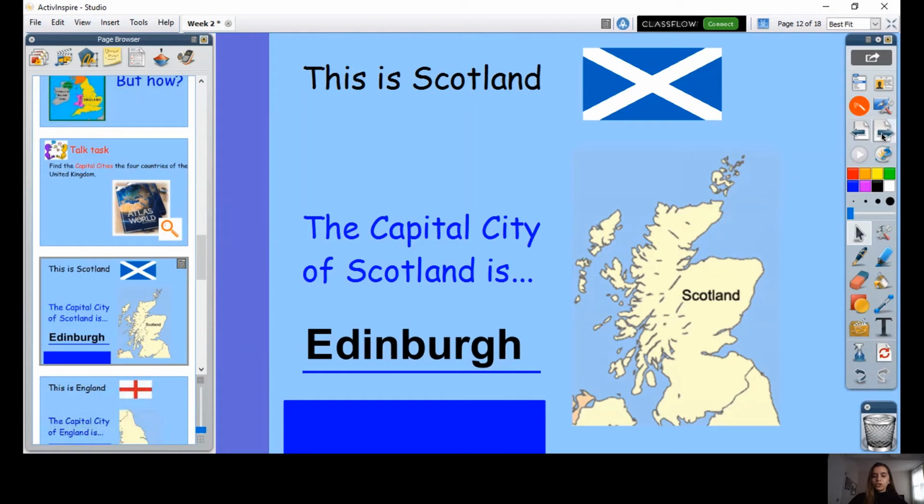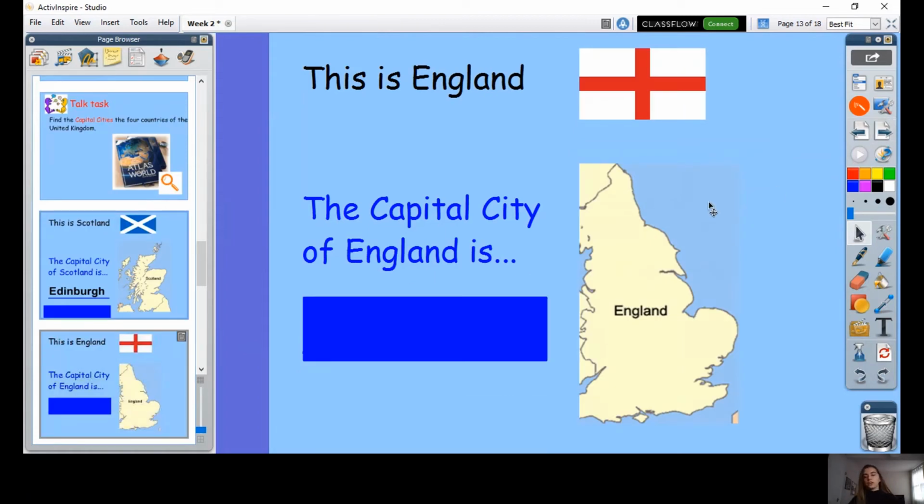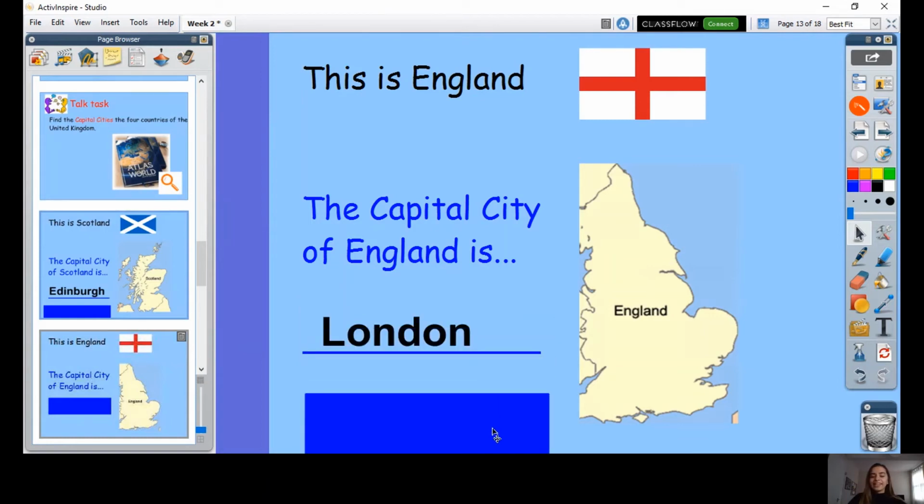Let's move on to England. We should already know this one. We've got our flag of England, which is white with a red cross. And England is at the bottom part of the UK, so the south. Can you tell me what is the capital city of England? Even louder. And again. Fantastic. We all know this one. It is London. Can we say London? London. And London is where we all live.